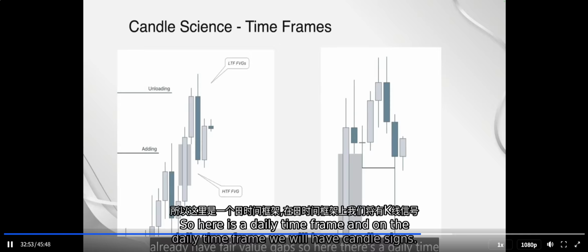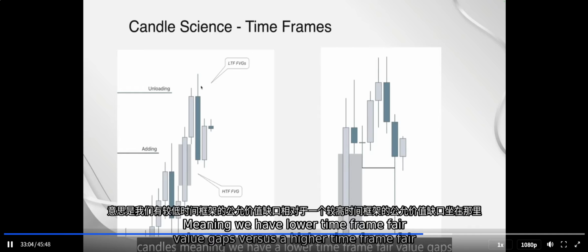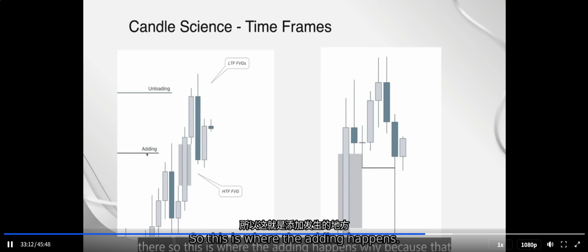So here, there's a daily time frame. And on the daily time frame, we will have candle signs, but we will also have order flow already looking at multiple candles, meaning we have lower time frame fair value gaps versus a higher time frame fair value gap sitting right there. So this is where the adding happens.